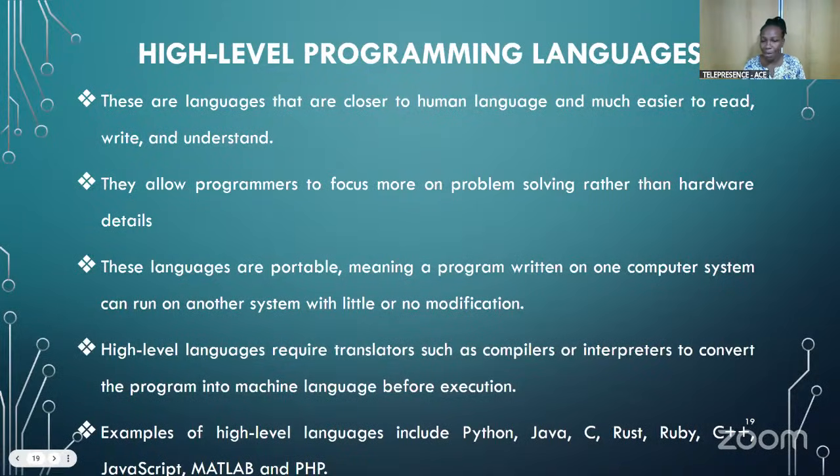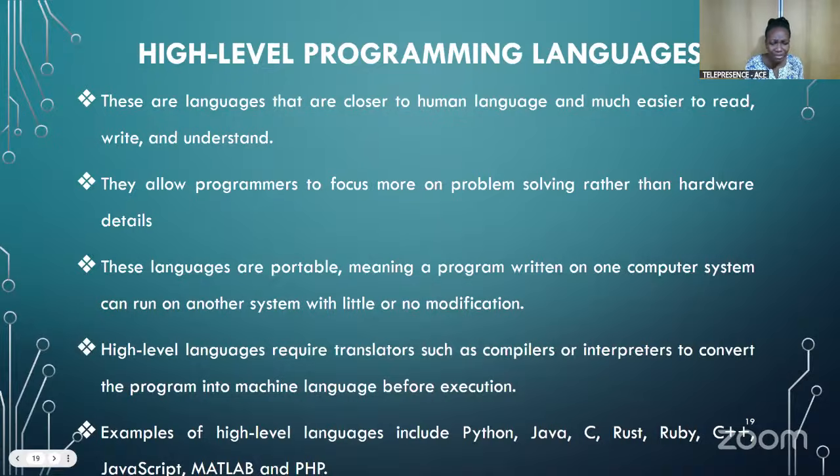You program it, you code it with that programming language, and there you are, you have your solution. These languages are portable, meaning a program written on one computer system can run on another system. You don't need to start changing system architecture. You don't need to start saying, okay, this is the type of CPU that this one has. No, you don't need it. It runs on any system, no matter the architecture, with little or no modification.